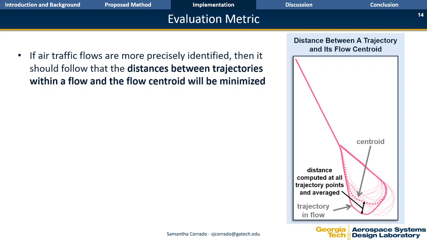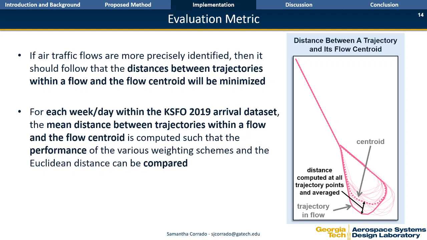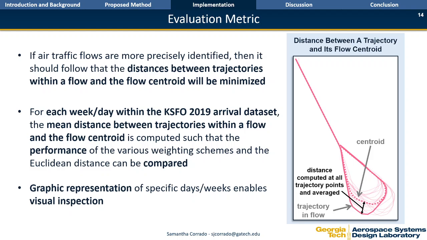to obtain the distance between the trajectory within a flow and its flow centroid. Therefore, to evaluate results for each day or week, the mean distance between trajectories within a flow and the flow centroid is computed for the Euclidean distance clustering and the different weighting scheme clusterings to enable a comparison. Additionally, graphic representations of specific days or weeks enables visual inspection to support the results.